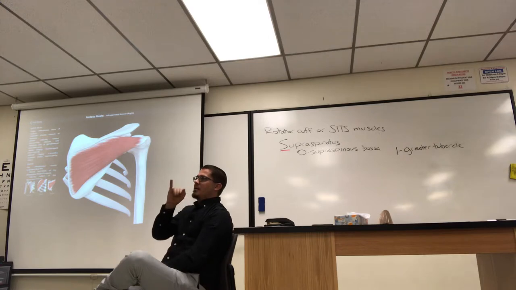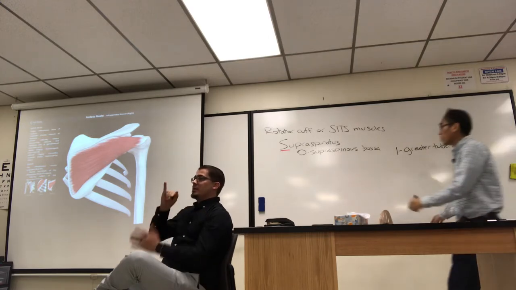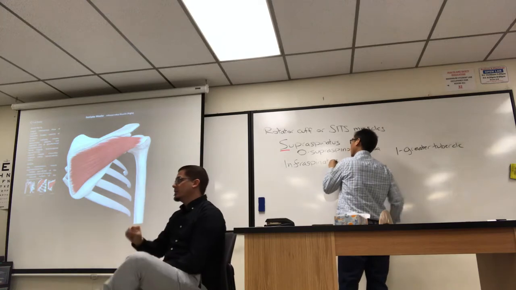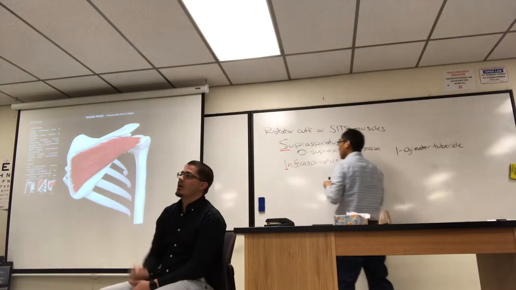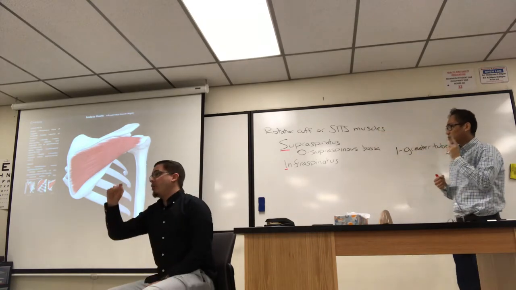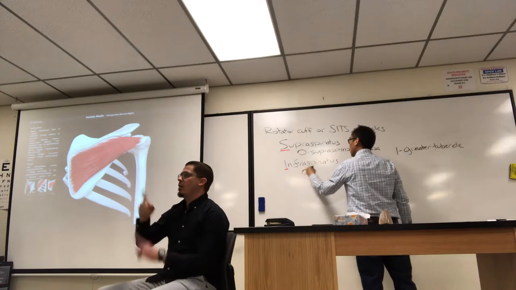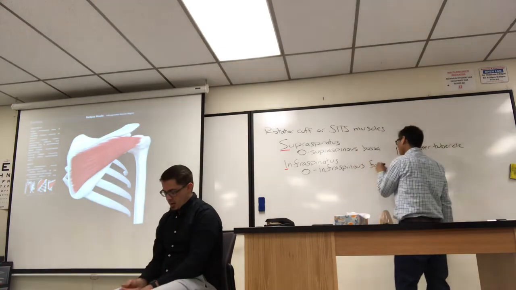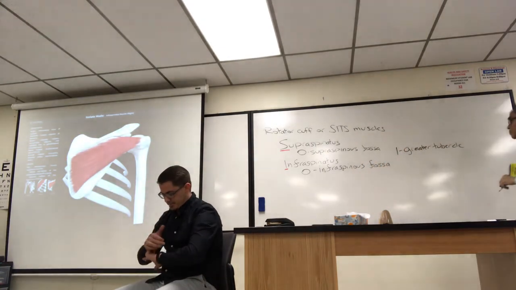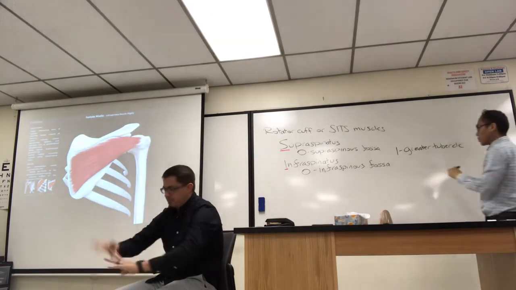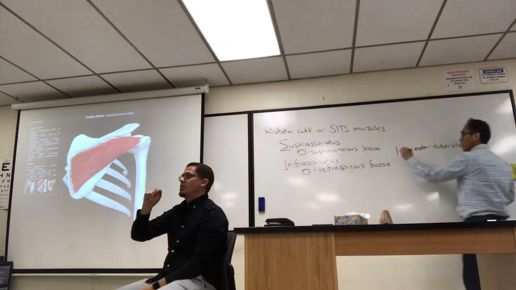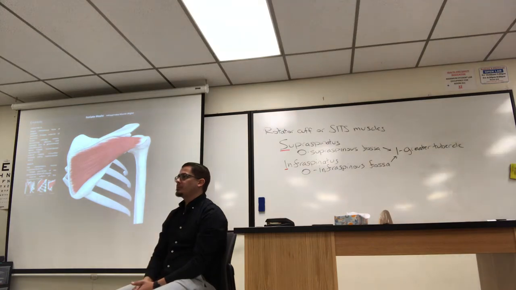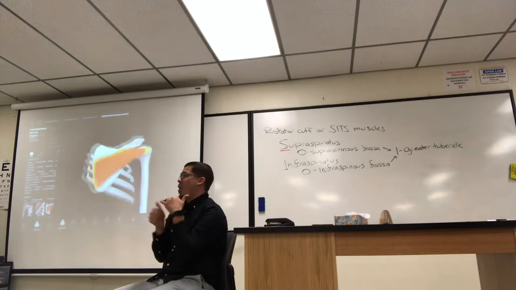It's the infraspinatus muscle. It originates in the infraspinous fossa. So let me write that down. Infraspinatus. So the I. Infraspinatus, infraspinous fossa is where it originates. It also inserts on part of the greater tubercle. So this one, greater tubercle. That small muscle below this one is called the teres minor.